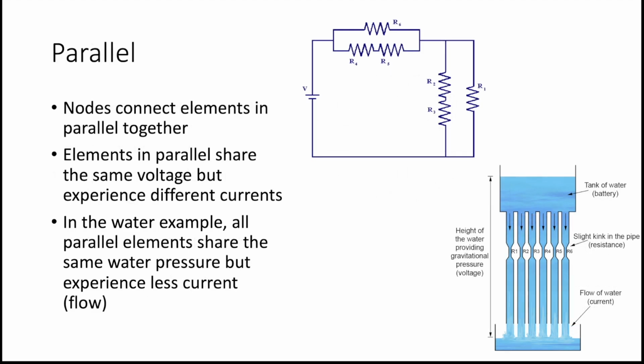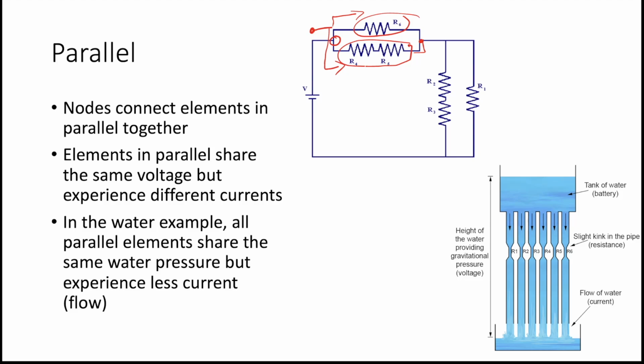Parallel is like last time in the series, where loops connected elements, but this time nodes connect elements. Elements in parallel share the same voltage, but they experience different current values. In the example to the top right, we can put our pencil down and draw a loop, but when we hit a point where they can branch off, these elements now become in parallel. So we can see if we start at the top right and we draw our line over, we hit this node right here, and we can either go up or we can go down. So these elements are now in parallel with each other.